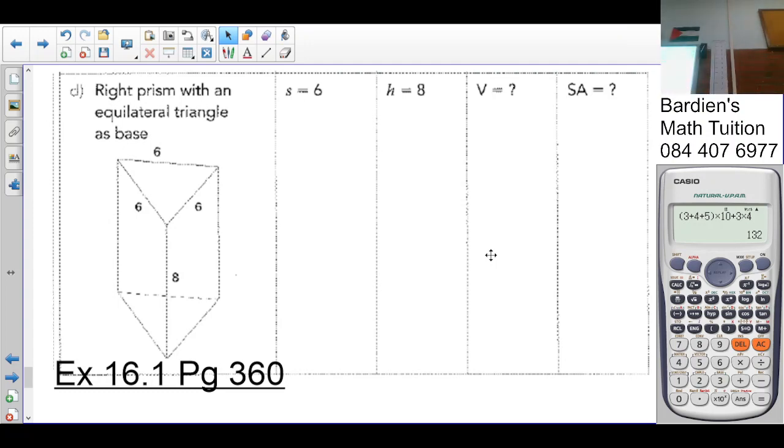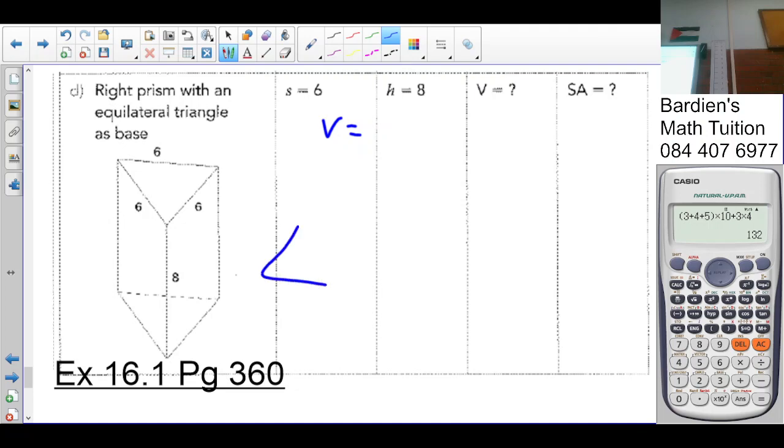Here we have a right prism with an equilateral triangle as a base. So the sides are 6, height is 8. The volume is going to be area of base times height. But if you're looking at this base, this is a triangular base.